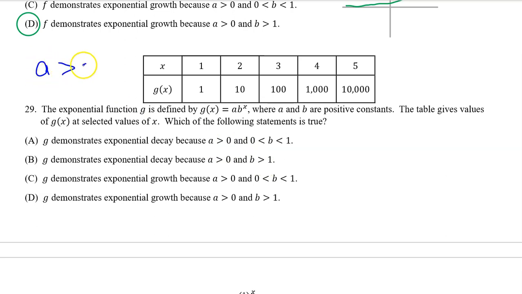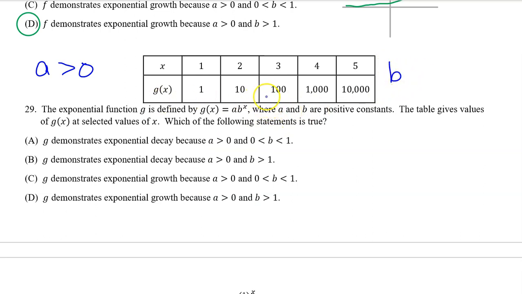A is greater than 0. We know that because all of the values are positive. So that right there tells you that the curve is above the x-axis. So we know the a value is going to be greater than 0. Also, all of the answer choices say a is greater than 0, so we don't really have to worry about that. So let's focus on that b value.